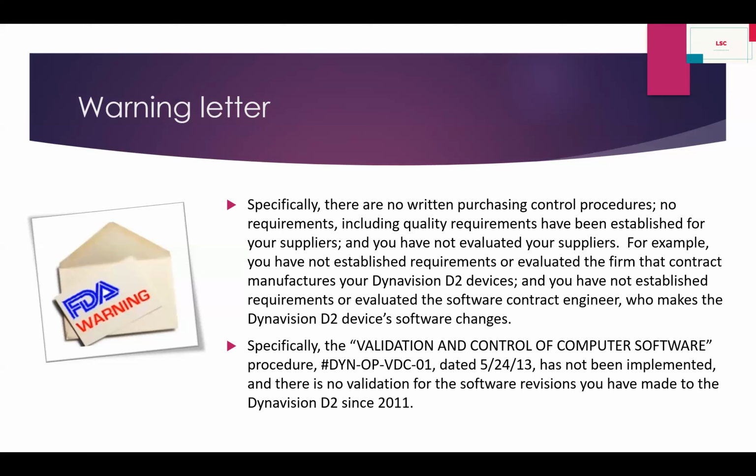So we have to see very carefully how we are doing the qualification of the vendor, how we selected them, which type of documents we refer from them, and which type of facility they are giving us. Remember that vendor qualification is a major part of your CSV, especially the validation and control of computer software procedure. This one was dated but has not been implemented, and there is no validation for the software revision you have made to it. If you validate your system and after some time take one of the revisions, remember that you have to do your vendor qualification again and see your vendor documents again.